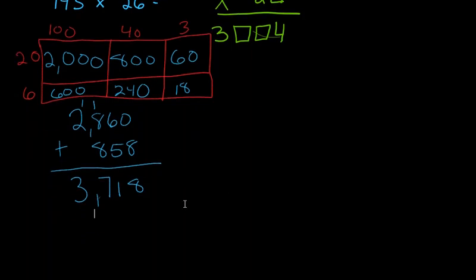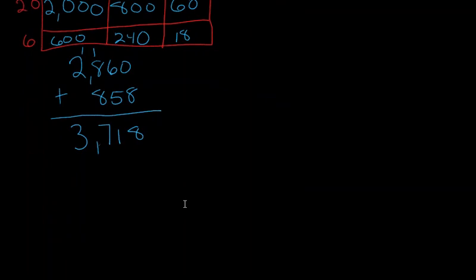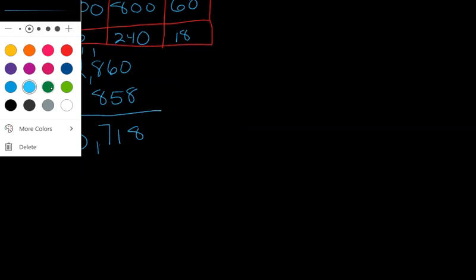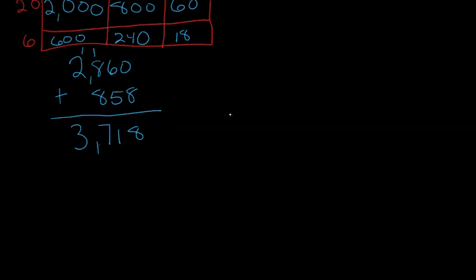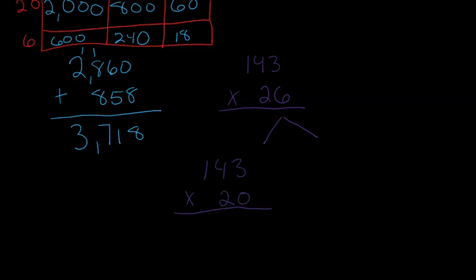Another way we could have solved that problem, I'm going to scroll down a little bit, and I'm going to rewrite the problem so we can have it again down here. Let's change our color too. Another way we could solve the same problem is if I had 143 times 26. I could have split this out two ways. I could have done 143 times 20, and I could do 143 times 6.